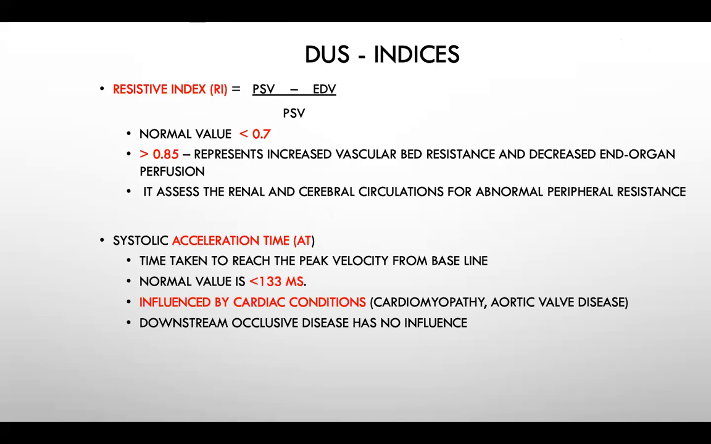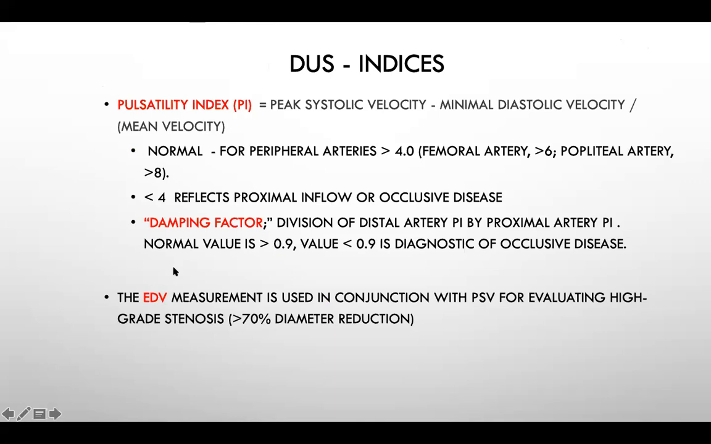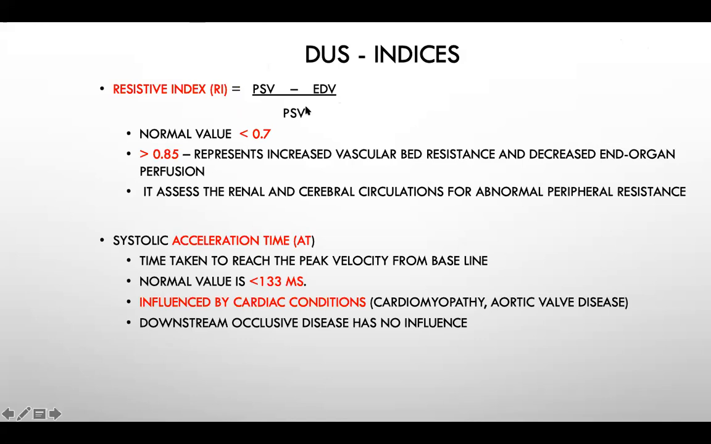Okay, we can see the indices that we talked about in the arterial flows: there is a pulsatility index, and there is this damping factor. If you talk about RI, basically it is PSV minus EDV divided by PSV. Normal is less than 0.7, and more than 0.85 indicates increased vascular resistance and decreased end-organ perfusion. That means the blood is not able to perfuse the whole kidney if the RI is increasing. So it assesses the renal and cerebral circulation for abnormal peripheral resistance, which is denoted by the RI.